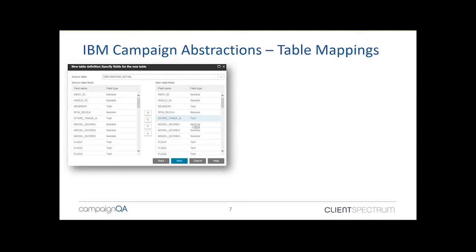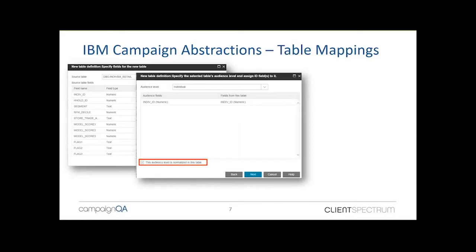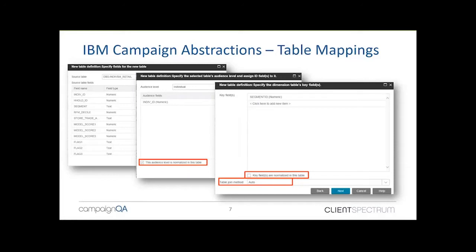And in the process, it asks me a number of smaller questions. Is this audience level normalized? Or if I'm mapping a dimension table, it may also ask questions about how I want to join. These are pretty small options. They don't seem to indicate much. They probably have minimal impact, but in reality, these actually define how this tool is performing SQL on the back end.